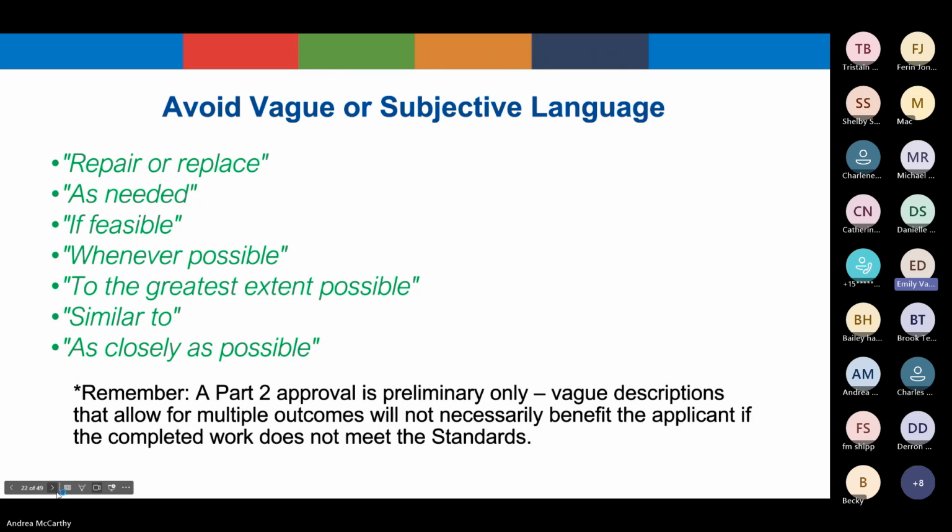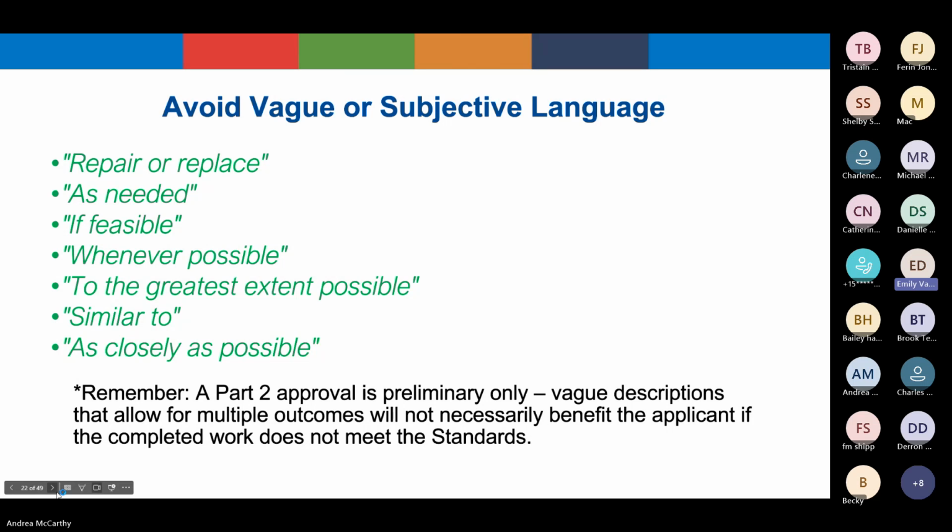Using ambivalent terminology to allow yourself more flexibility in the project is not necessarily going to benefit you, because at the end of the day, the completed work has to meet the standards. For example, if you apply to repair your wood windows if feasible, and then decide it is not feasible and replace all of the windows, you are not necessarily guaranteed an approval because the Part 2 was approved with this ambiguous phrasing. If the window replacement does not ultimately meet the standards, your project can still be denied.